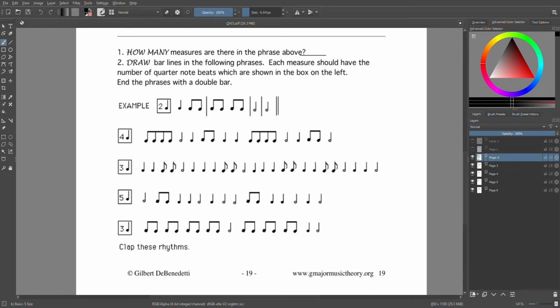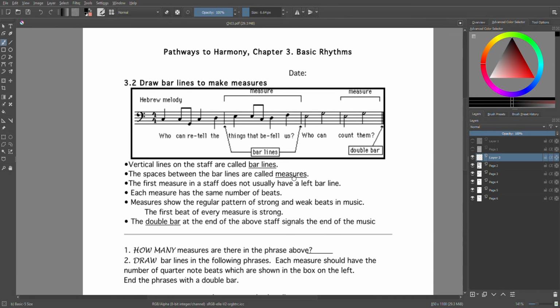Now we're on page 19. At the top, it should say 3.2, draw bar lines to make measures. So here's our staff. The vertical lines on the staff are called bar lines or measure lines, either way. The spaces in between the bar lines, those are each called measures.